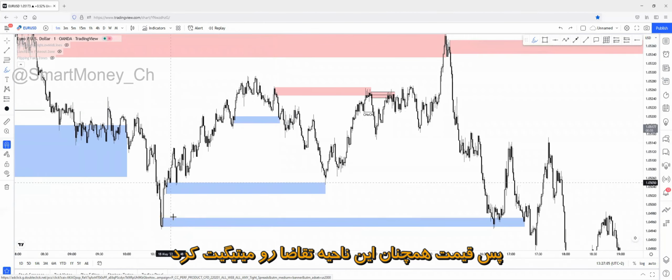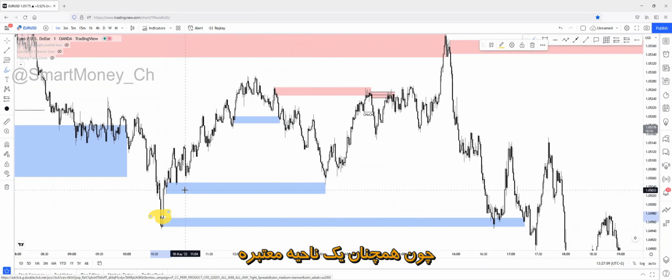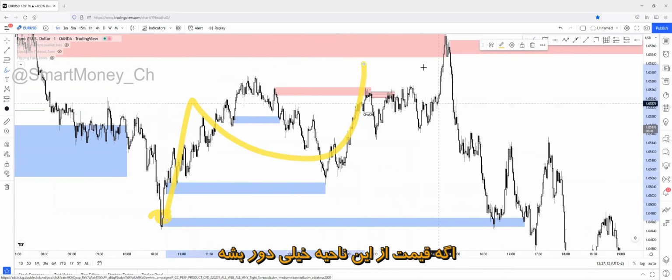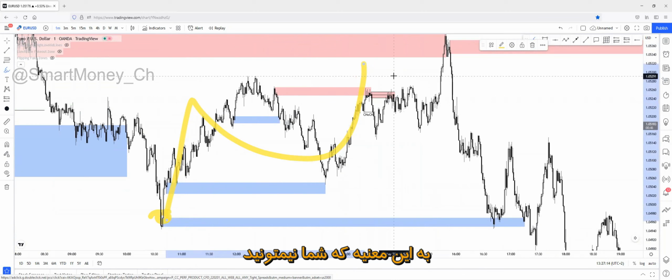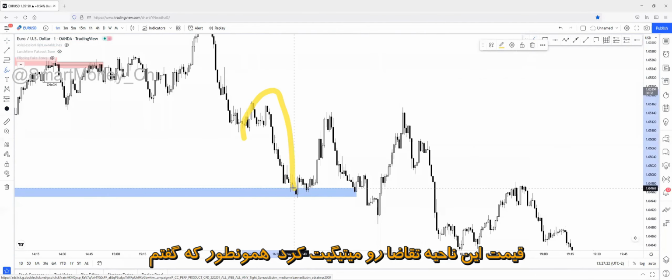So price has still mitigated this demand zone, because I still kept this on my chart, because it was still valuable. Even if price had just moved so far away from this zone, it means that you can't set a limit order on this zone, but it's still valuable. It's still valuable and it's still there. And as you can see, price has reversed on this demand zone. Price has mitigated this demand zone.